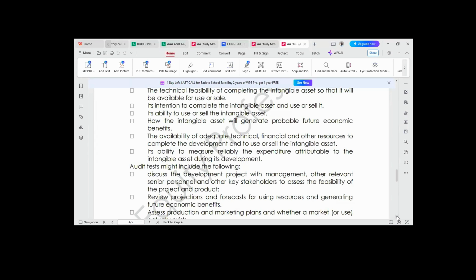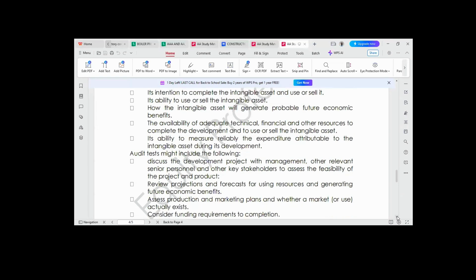The next thing, the other test that we also conduct, is to assess production and marketing plans and whether a market or use actually exists. You know that some people don't have any problem. They just want to enjoy life to the fullest. Some people, their next adventure is to go to the moon.